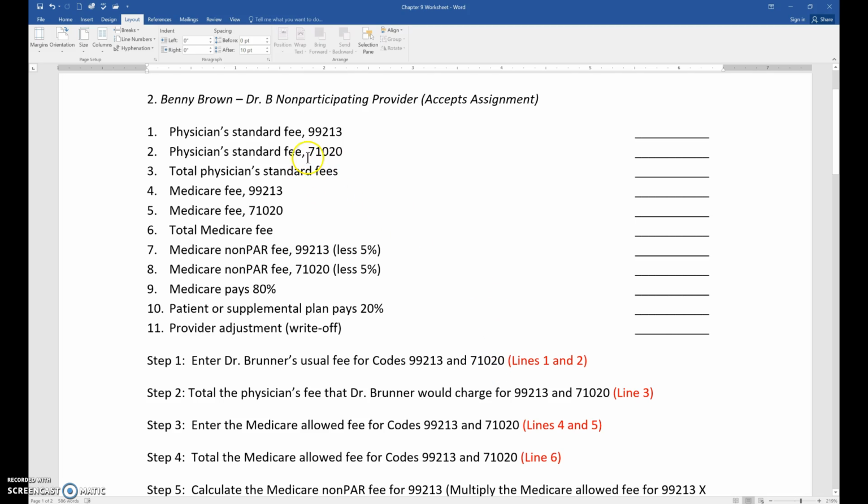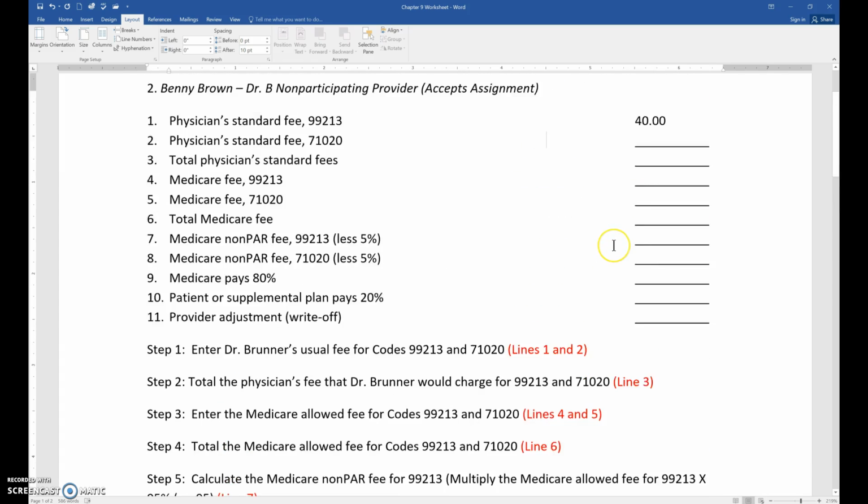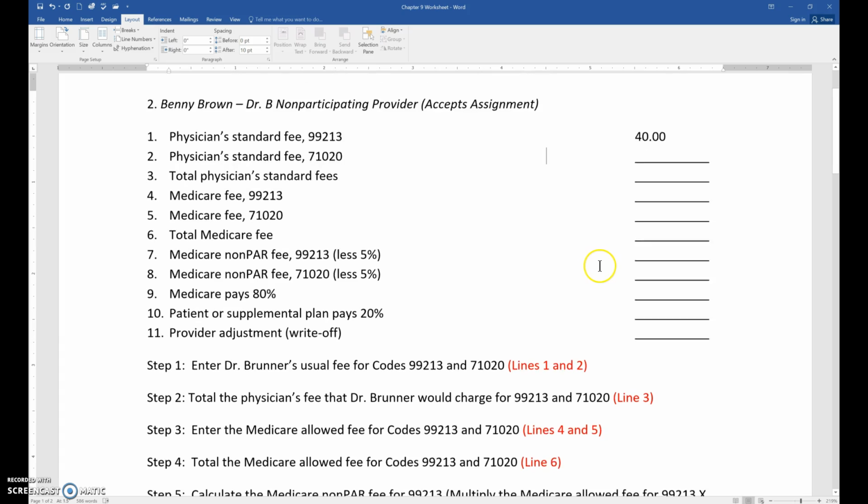71,020. Now you can use this worksheet, but what I asked you to do when you're getting ready to put in your amounts, just highlight the line that I have there. The amount for 99,213 for Dr. B would be $40. So just write the $40 there. So each time, just highlight the line and write in your answer, and then you can save the file and you can submit this file to me as your document for this assignment.